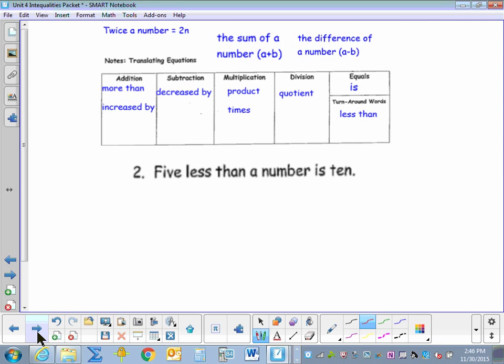Number 2, 5 less than a number is 10. So let's identify some of the operations. We have less than, and remember, less than is a turnaround word, so we're going to write the order different. We have the word is, which is equals, and less than is subtraction, but it's turnaround. So since it's a turnaround word, we'll write n minus 5. 5 less than a number, n minus 5 is 10. So n minus 5 equals 10.